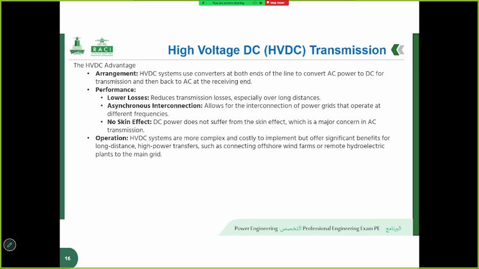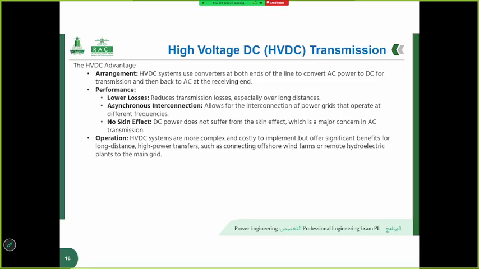So an HVDC system fundamentally consists of a transmission line connecting two converter stations. At the sending end, a rectifier station converts AC power from the grid into DC power. This DC power is then transmitted over the HVDC line. At the receiving end, an inverter station converts the DC power back into AC power, which is then fed into the local AC grid. This two-step conversion process is what makes HVDC distinct from conventional AC transmission.